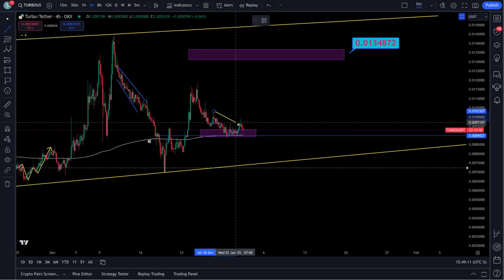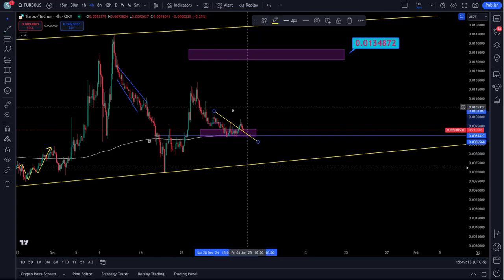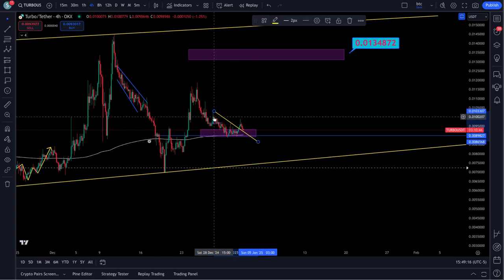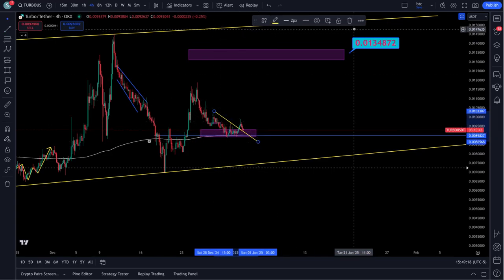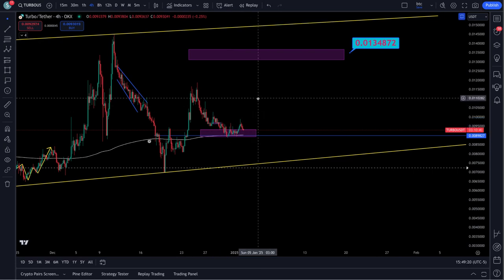You take that trend line, put it down through here. You can see it broke it. Looks like it's back testing it now. All right, we'll go over some targets here for this thing and take a look at that.